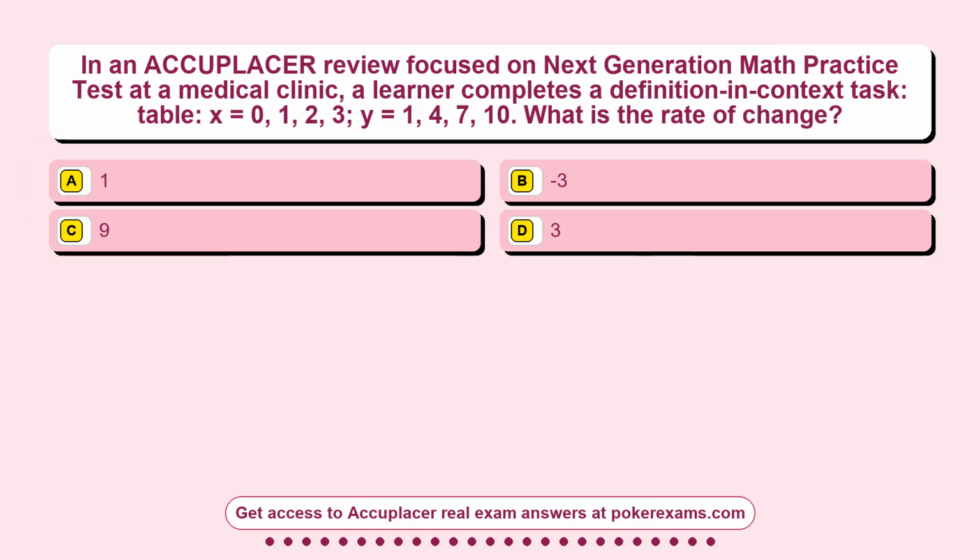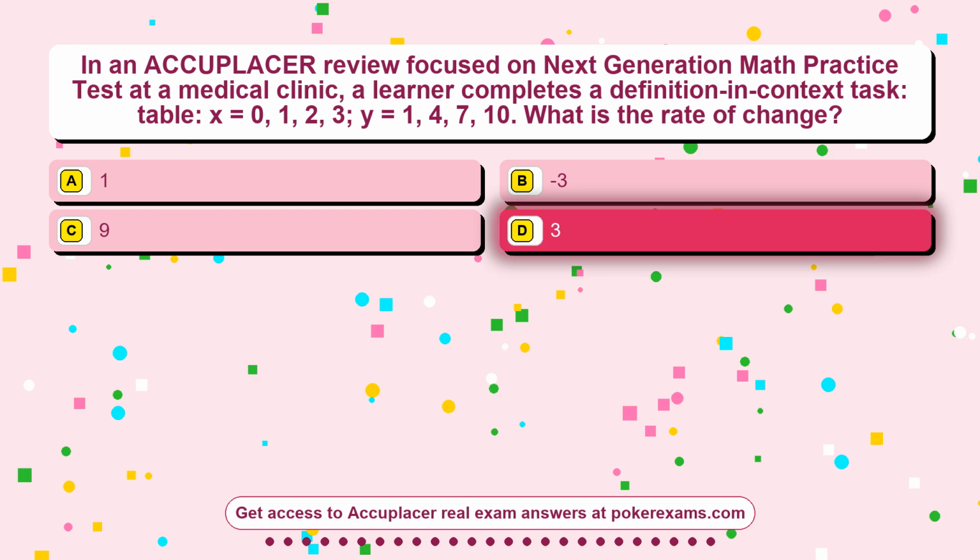Question 6. In an Accuplacer review focused on next generation math practice test at a medical clinic, a learner completes a definition-in-context task. Table: x equals 0, 1, 2, 3; y equals 1, 4, 7, 10. What is the rate of change? Option A, 1. Option B, -3. Option C, 9. Option D, 3. The correct answer is option D, 3.